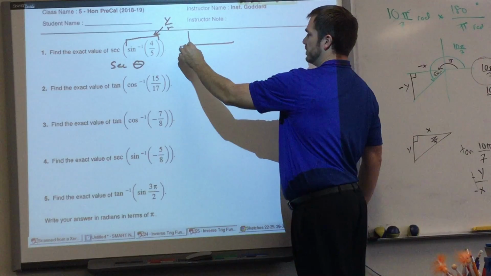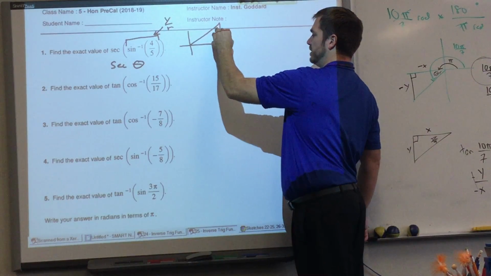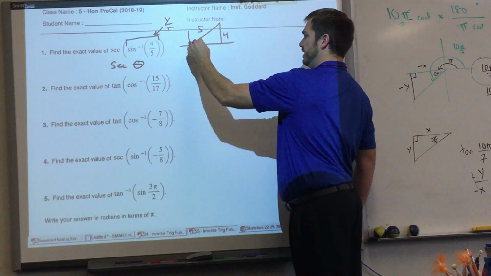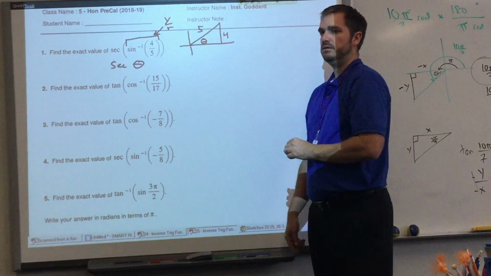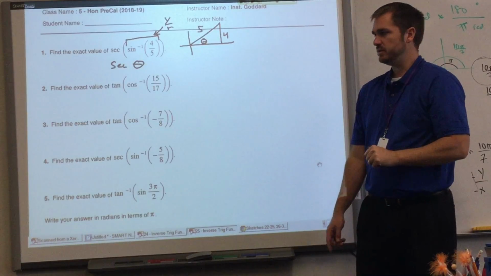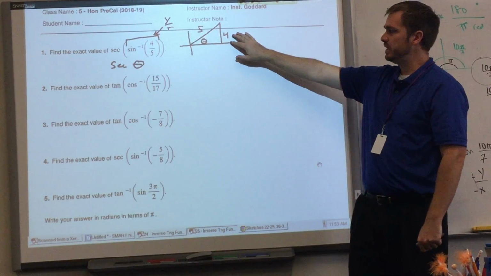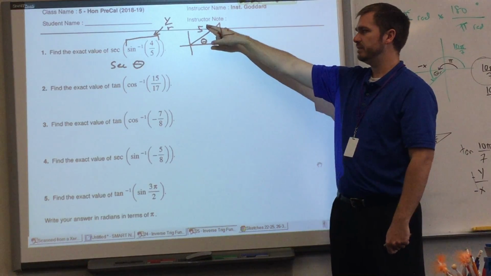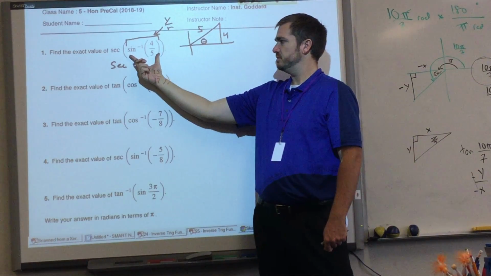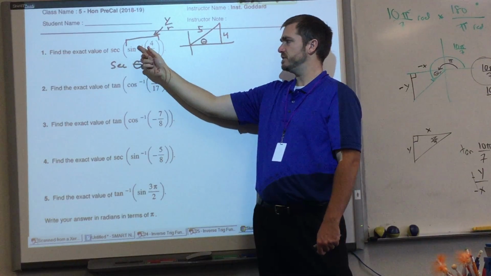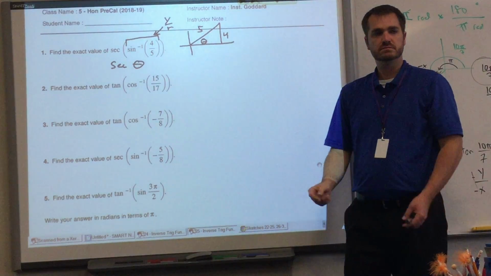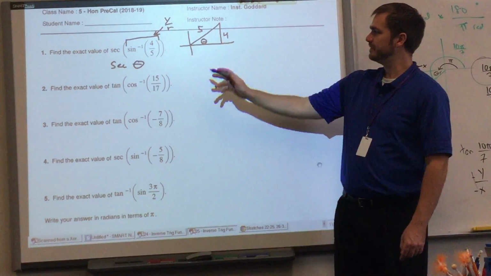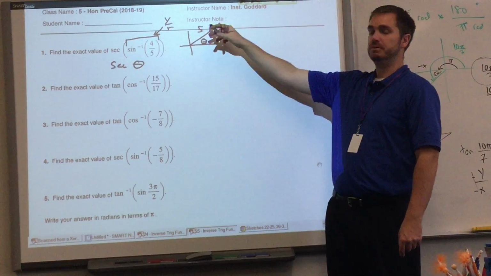So a y value of 4, an r value of 5, and there's my theta. See if that makes sense to you. This diagram right here, theta, 4 on the y, 5 on the r, does that match this right here? Inverse sine of 4 over 5. I got a picture, you got a picture, draw a picture.